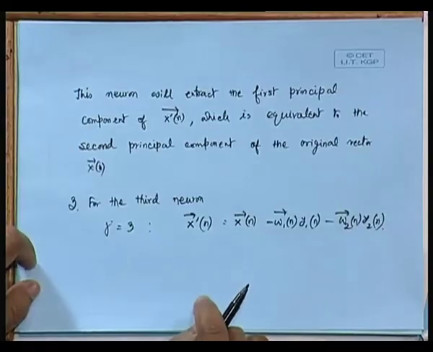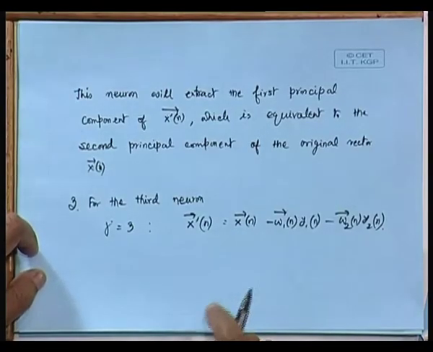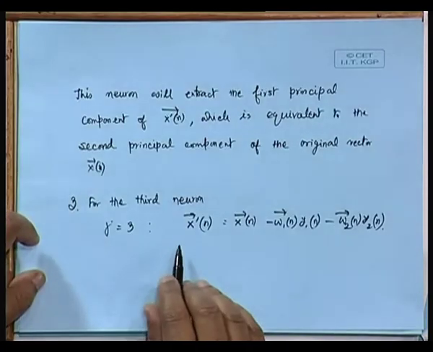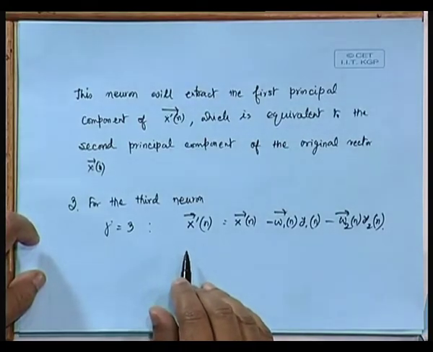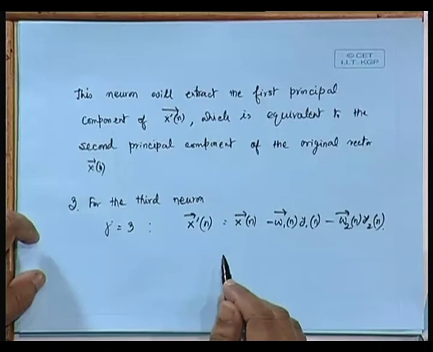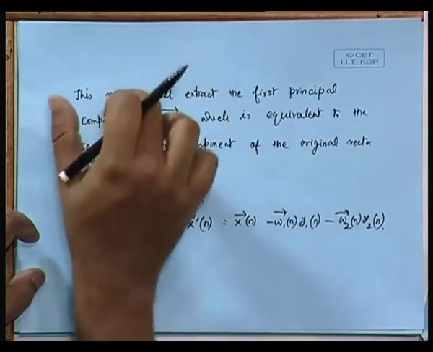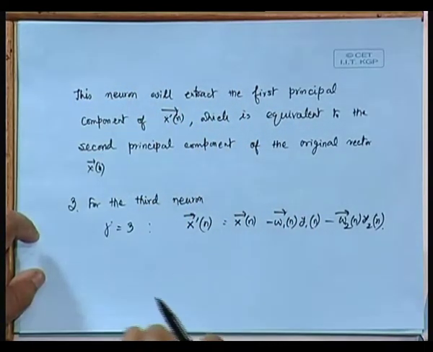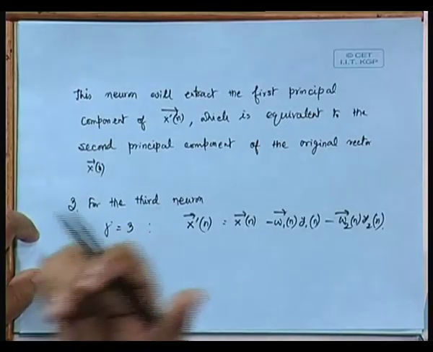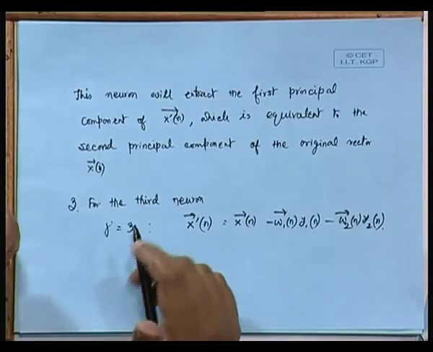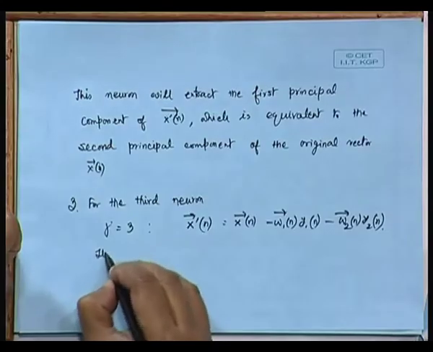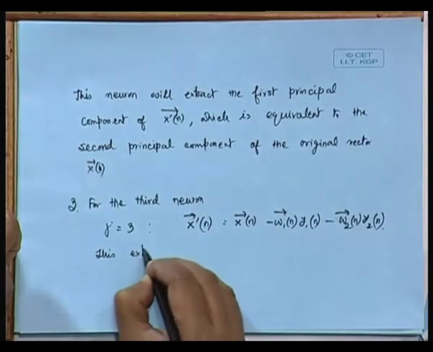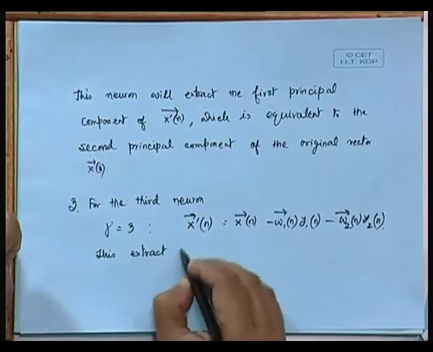So, the third neuron will extract the first principal component of x prime n, equivalent to the second principal component with respect to the second neuron, or rather the third principal component with respect to the original. So, this extracts the third principal component with respect to the original.